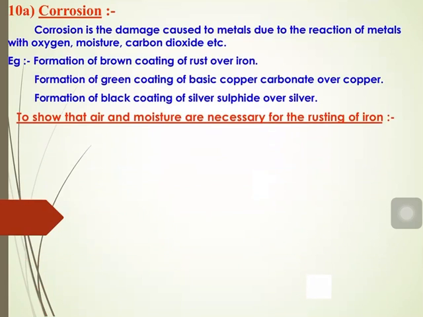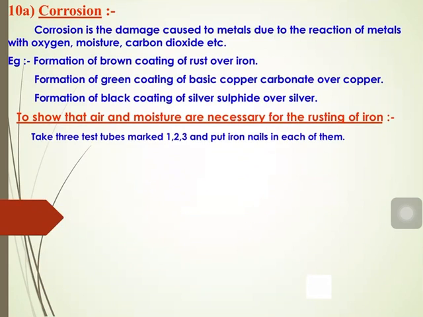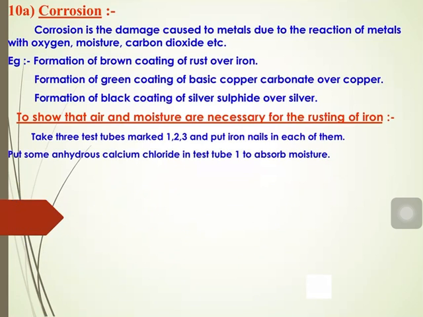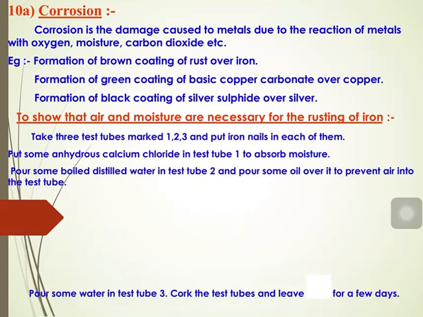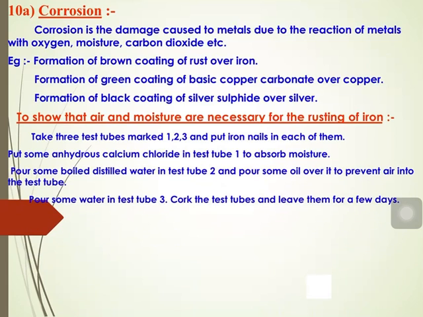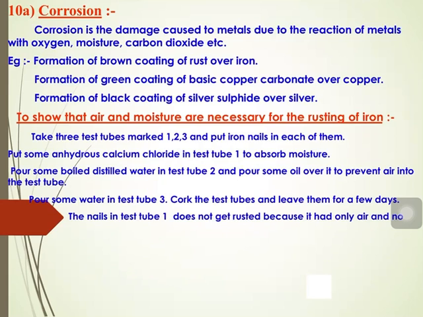Then to show that air and moisture are necessary for rusting, we can take an activity. We have taken 3 test tubes, 1, 2, 3, and put an iron nail in each of them. Some anhydrous calcium chloride in test tube 1 to absorb moisture. In the second, we have put boiled water and poured some oil over it, and then we have covered it. In the third, we have put some water and simply covered it, and we have left it for a few days.